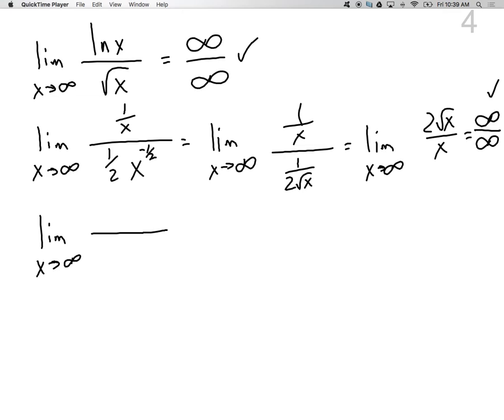Should I do it again? X to the negative half. I like it. Yep. And 1. Beautiful. Infinity. So do you want to plug and chug or you want to simplify first? Simplify. I like simplifying too.